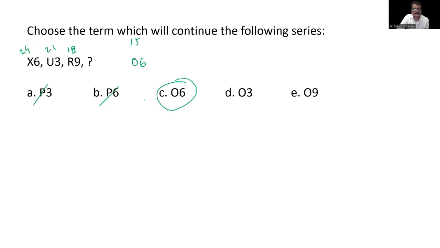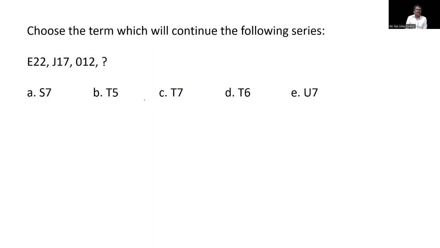Next one. E22, J17, O12. What is the next one? Same. E is the 5th letter. J is the 10th letter. What is the O? That is the 15th letter. 5, 10, 15. What is the next one? Obviously 20. That is equal to 20. That's okay.